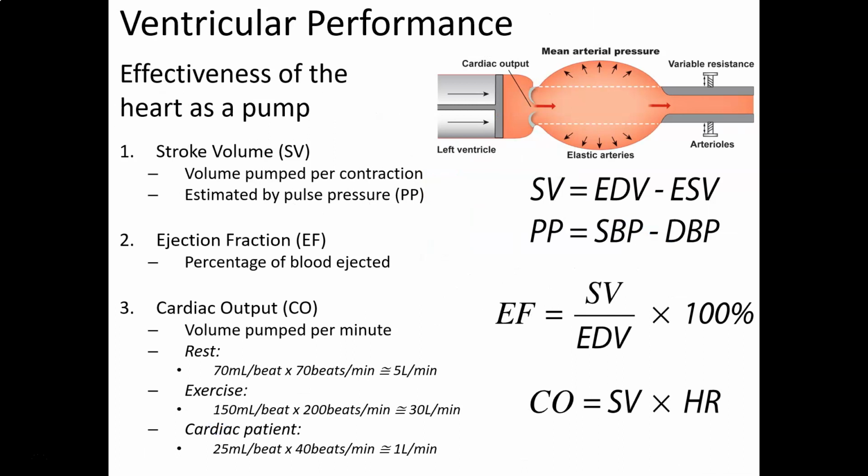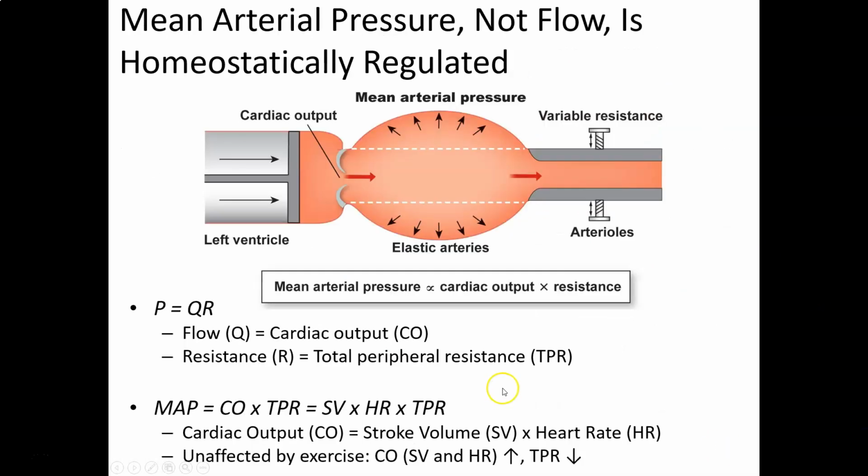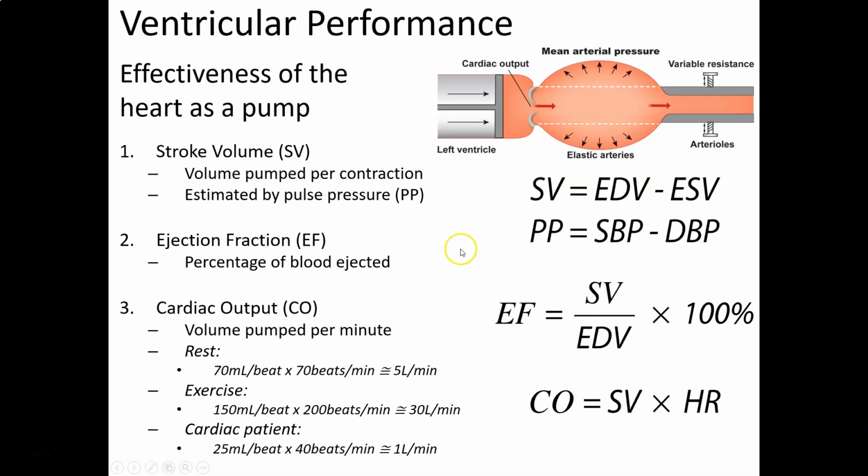Okay. So one of the things we can look at is ventricular performance, and that's really looking at how effective the heart is as an actual pump. So some of the formulas that you would find useful would be the stroke volume formula. We saw that before. Stroke volume equals end diastolic volume minus end systolic volume. That was from the cardiac cycle.